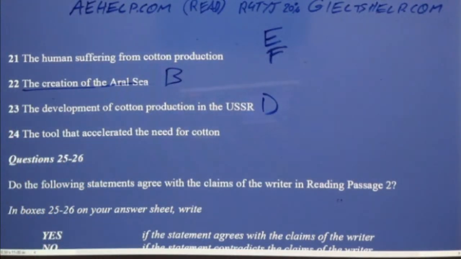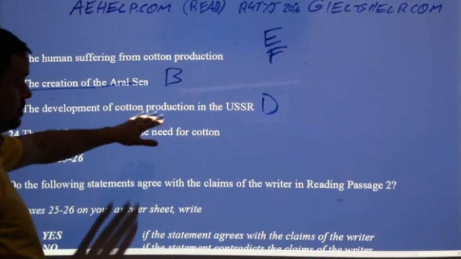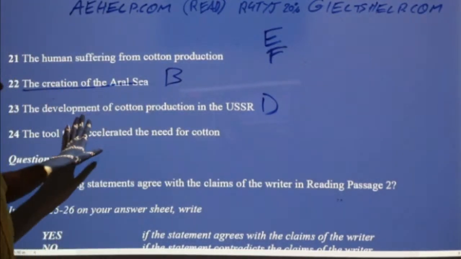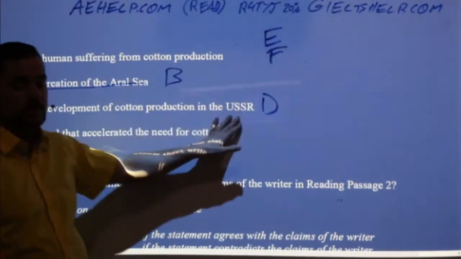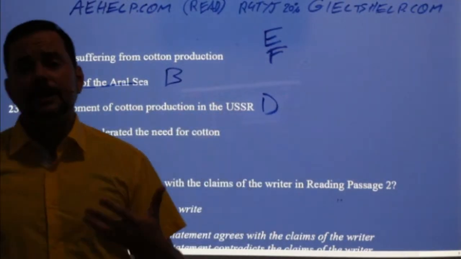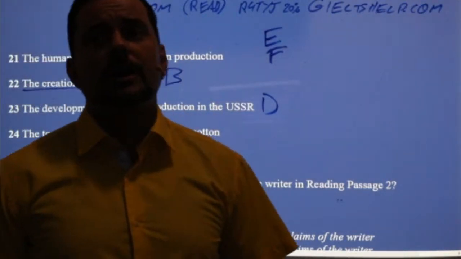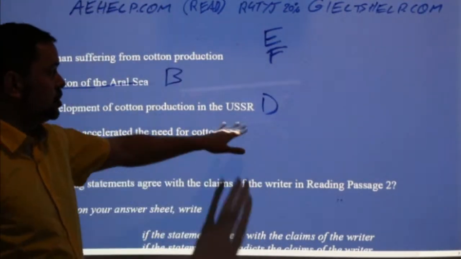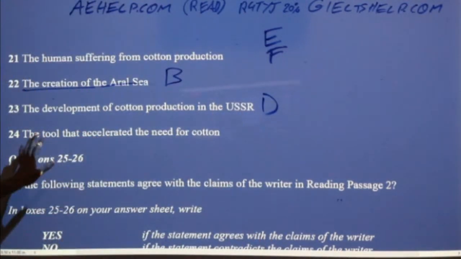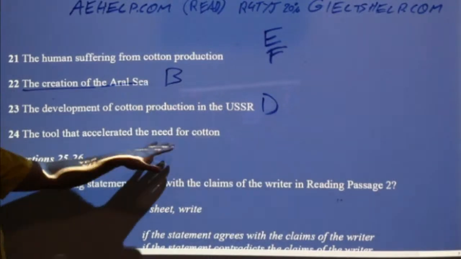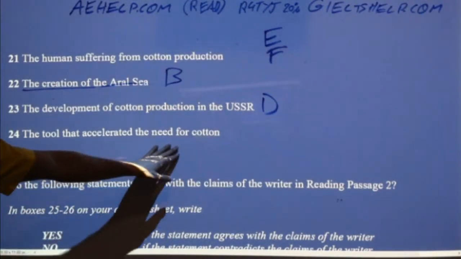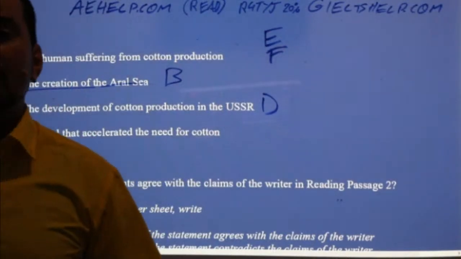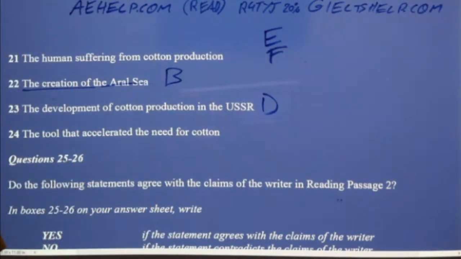If you're having trouble remembering, students, like if you're having difficulty remembering that paragraph D was talking about cotton production in the USSR, then you really have to practice your active reading. You really, really do. So this one should not be a problem at all. The tool that accelerated the need for cotton, that one you can now probably figure out as well.